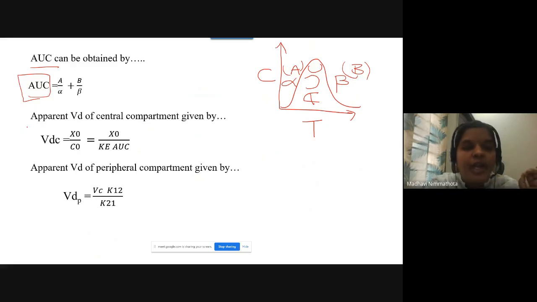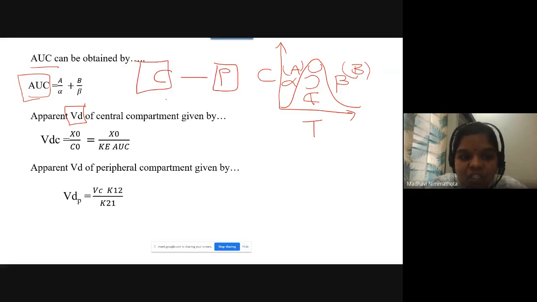Then the next parameter is VD. So what is the equation for calculating volume of distribution? Here we are always talking about central and peripheral compartments. So there is a need to calculate the VD separately for central and peripheral. For central, we write VDC, that is volume of distribution in the central compartment. In case of peripheral, VDP, volume of distribution in the peripheral compartment.